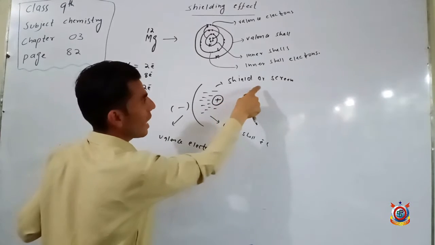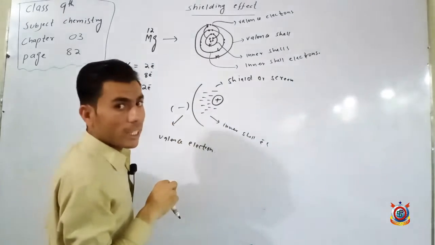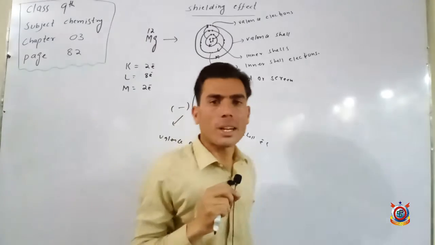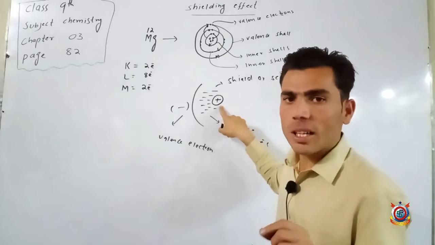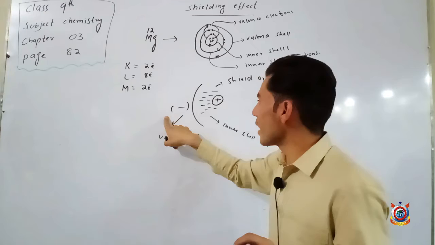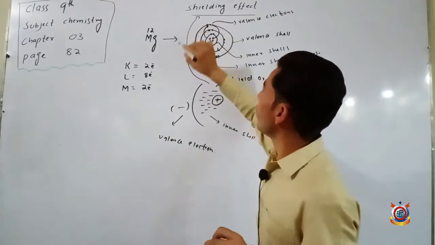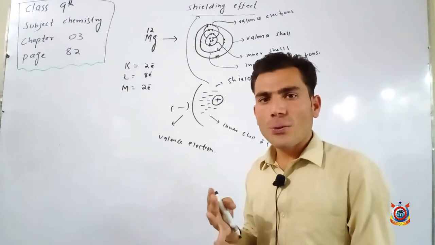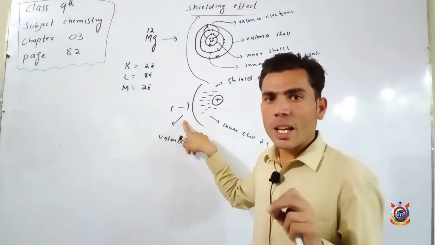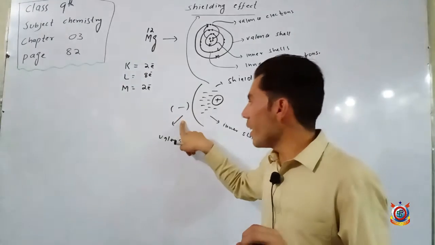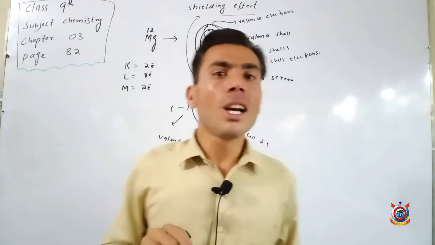As a result of the shield or screen, a reduction occurs in the force of attraction of the nucleus for valence electrons. This reduction in the force of attraction of the nucleus for the valence electrons by the electrons present in the inner shells is called what? It is called the shielding effect.